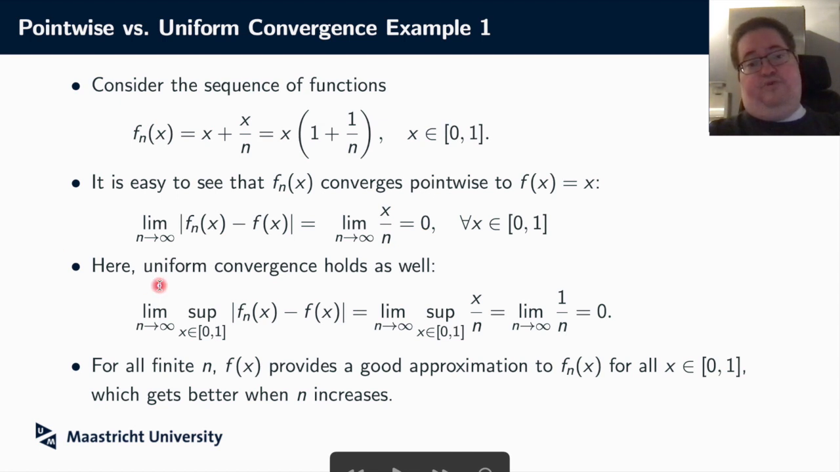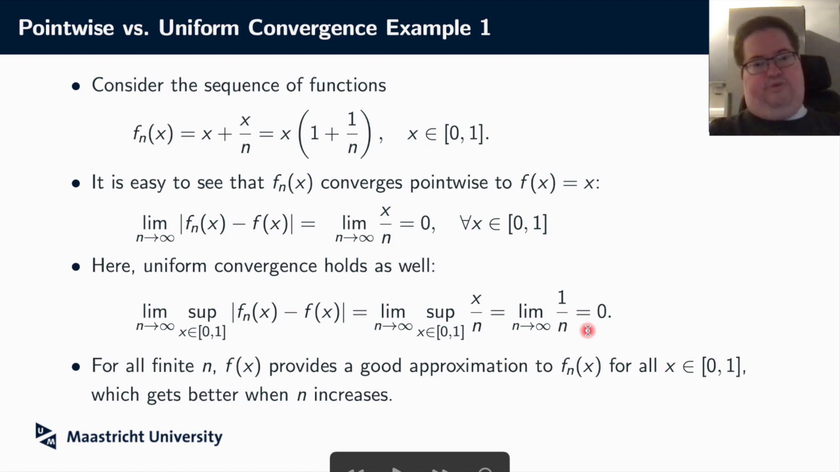Well, we can also do the same for uniform convergence. So now we again look at this difference, fn of x minus f of x. But now before we take the limit, we have to look at the supremum for all x's between 0 and 1. Well, again, this difference is just x over n. And now the supremum means for which x is this going to be largest? We find the largest upper bound to this number. Well, that's clearly going to be when we plug in x equal to 1. So this supremum is actually equal to 1 over n. Well, now the limit for n going to infinity of 1 over n is just 0.